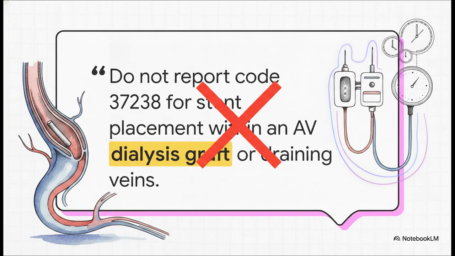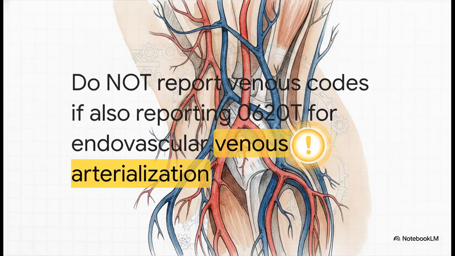Now, just like the arteries, the veins have a major exception that we need to highlight loudly and clearly. Do not report code 37238 for stent placement within an AV dialysis graft or its draining veins, including central veins, when the placement is performed by going right through the dialysis circuit. If you are working through a dialysis circuit, you're in a completely different coding universe, and you must use AV dialysis graft-specific codes instead.